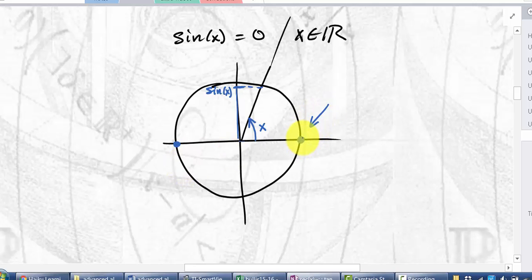How do you describe this position? Well, this position is 0 plus 2k pi, while this position is pi plus 2k pi. Let's write 2k pi here.